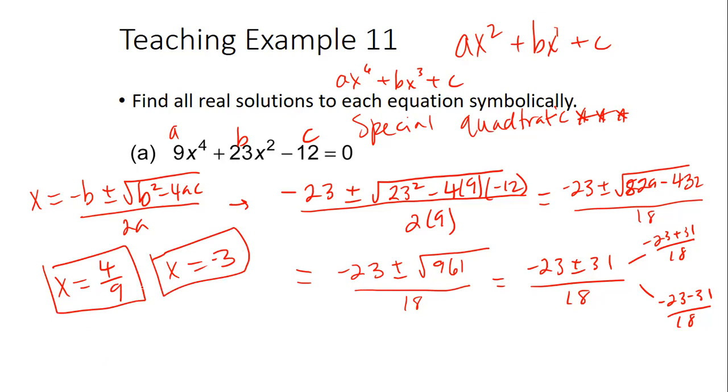Okay, so that means when I graph this, it would be at both locations.